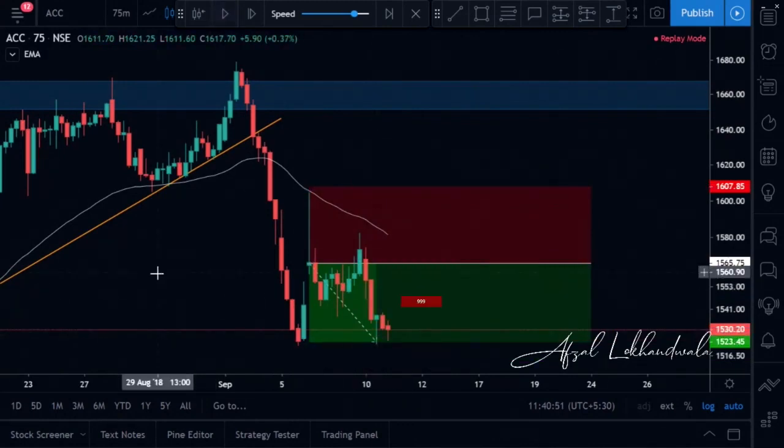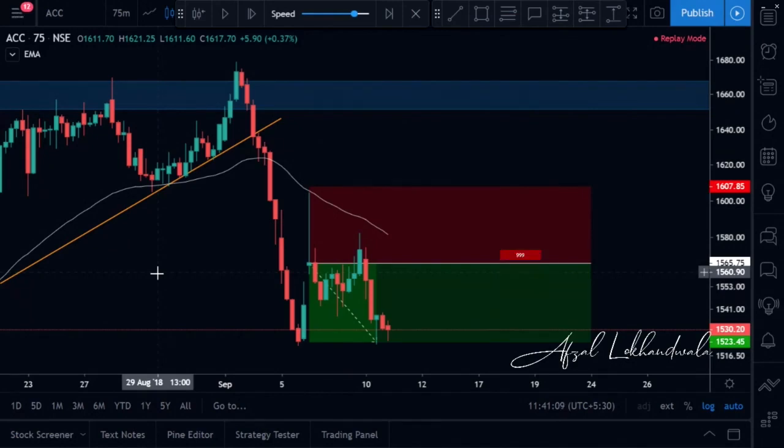So there were two entries for an aggressive trader using the 75 minutes time frame. I like to trade using the 75 minutes time frame because I've been trading for a long time now, so I can pretty much make sure that I get a high probability trade even using the 75 minutes time frame. But as a beginner, I would not recommend you to do this.